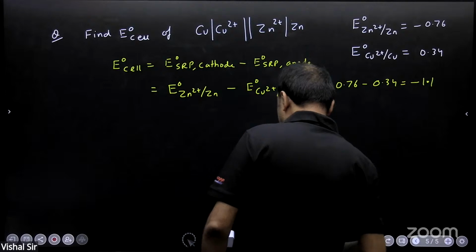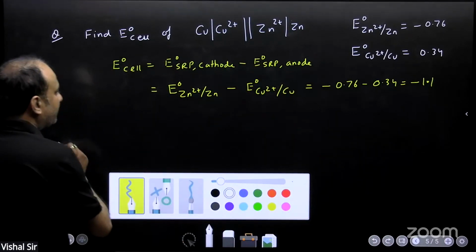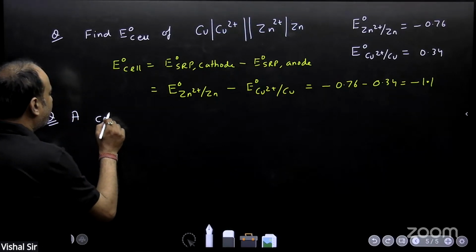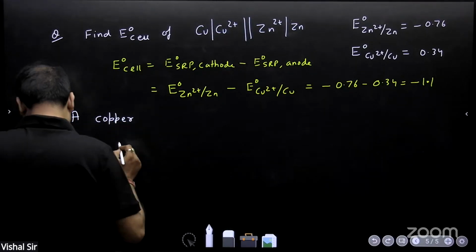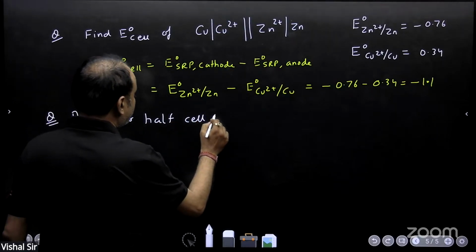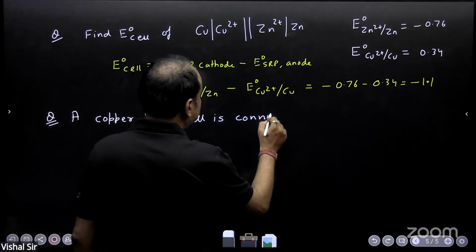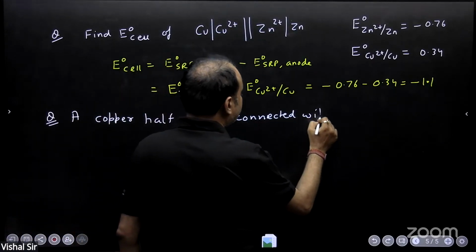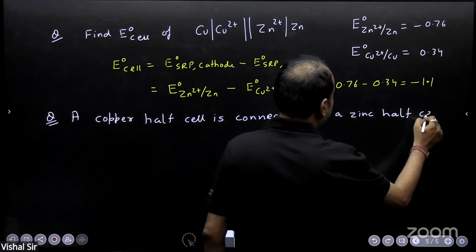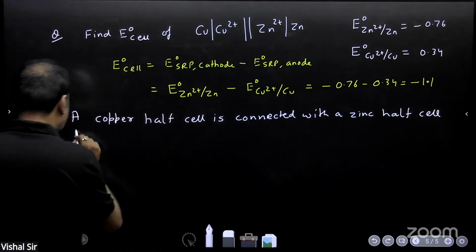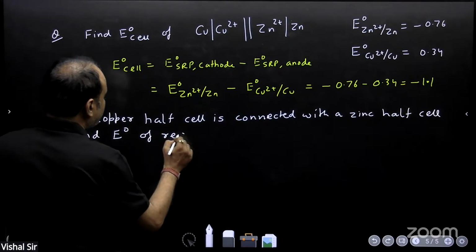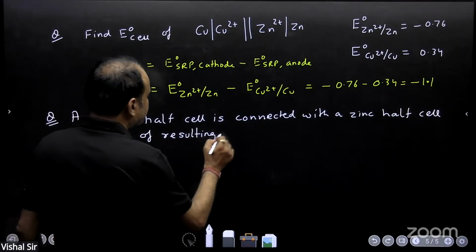But suppose a similar problem was given to me like this. A copper half cell is connected with a zinc half cell. Find E naught of the resulting cell.